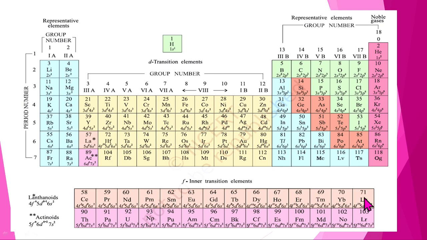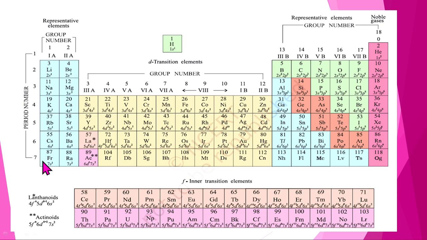So after the filling of the 4f orbitals, 5d1 to 5d10 is completed in mercury, and then 6p1 to 6p6, it is ending with radon. So these 14 elements are also called f block elements.